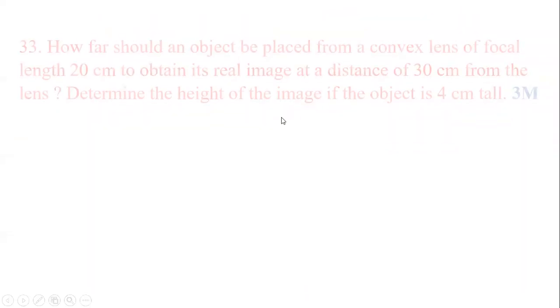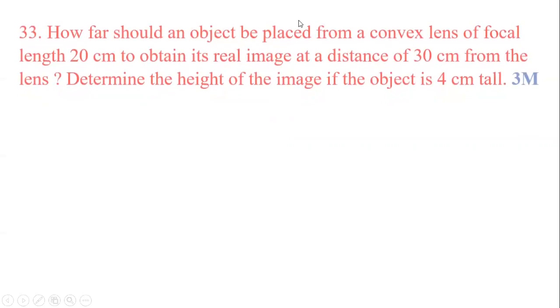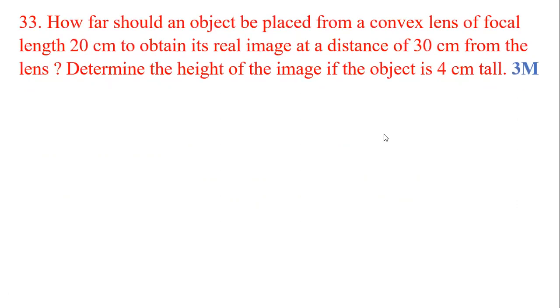It's the last question in this video. How far should an object be placed from a convex lens of focal length 20 centimeters to obtain its real image at a distance of 30 centimeters from the lens? Determine the height of the image if the object is 3 centimeters tall.